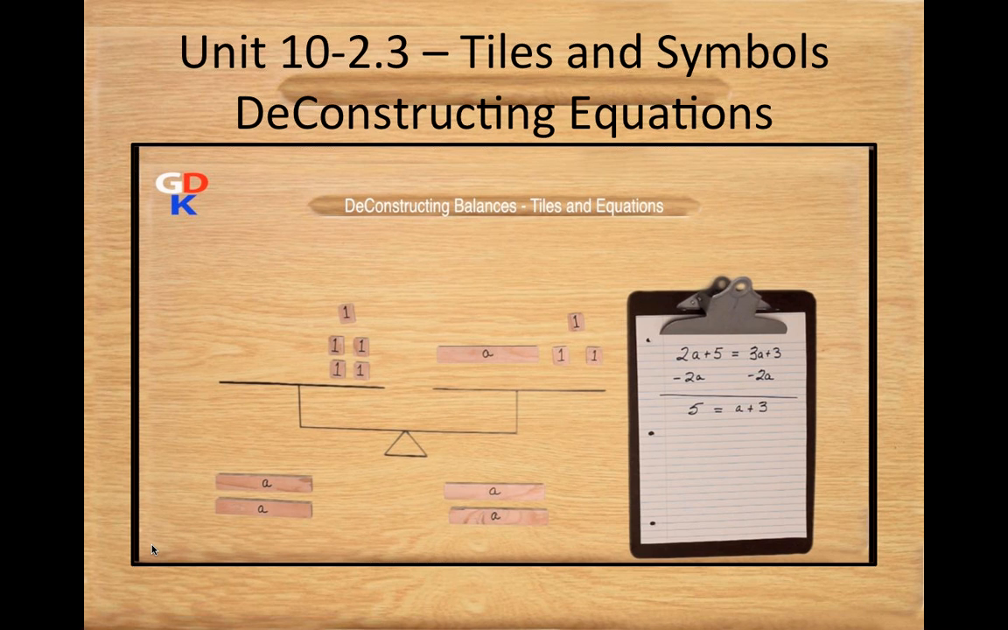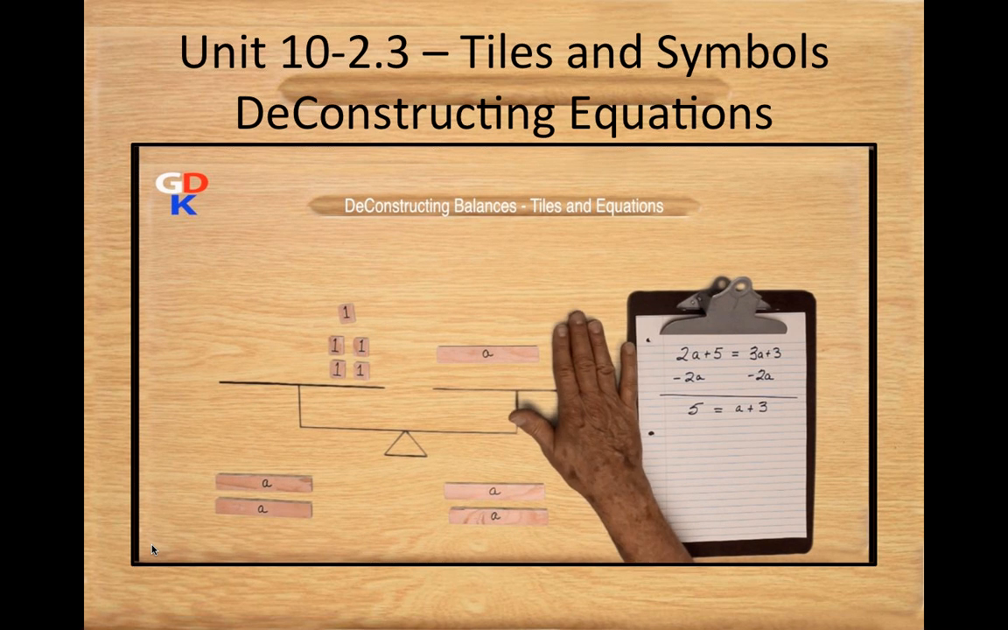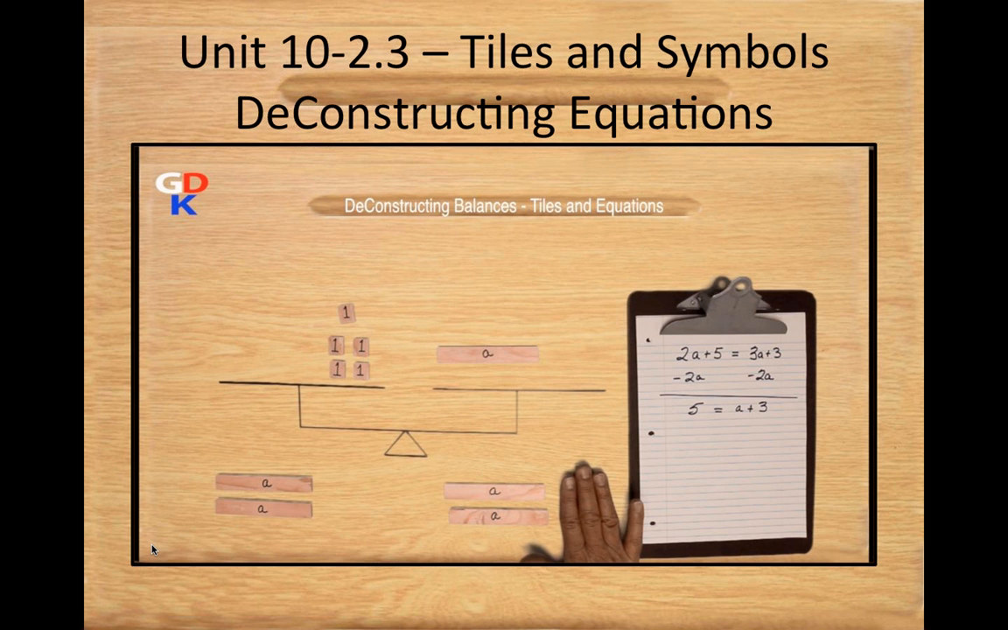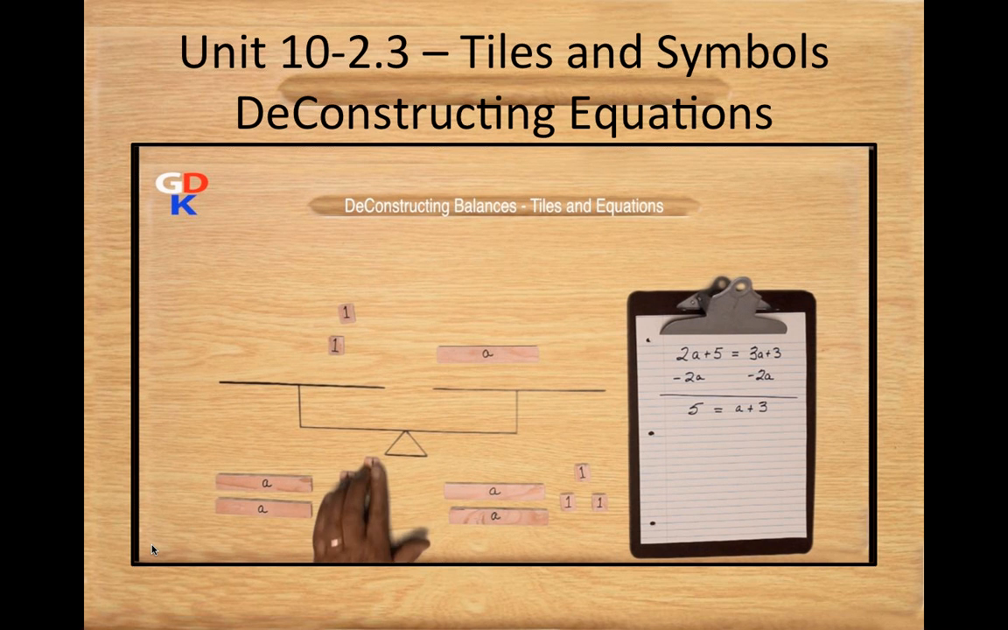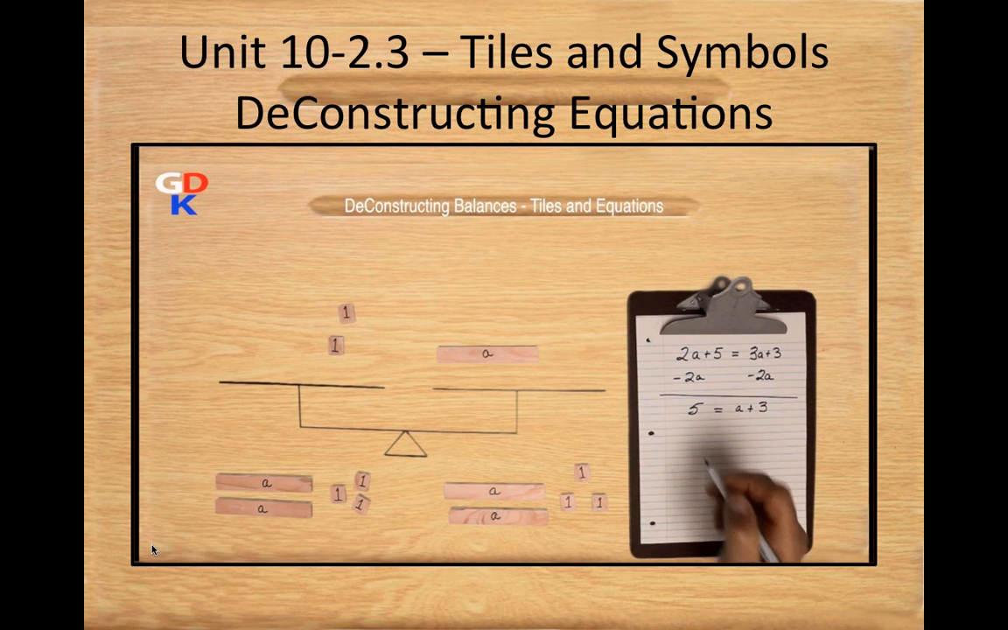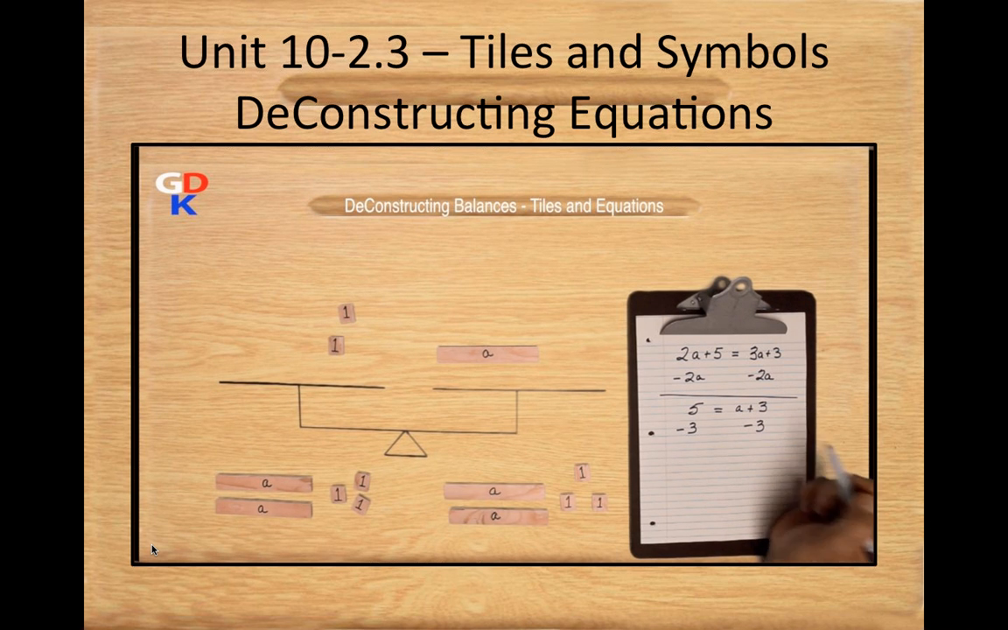Our goal is to get a by itself on one side of the balance. On the right side of the balance, we have a and 3 ones. So let's take away 3 ones from the right-hand side of the balance. That means we must take away 3 ones from the left-hand side of the balance. And let's record that. So on the right-hand side, we're going to take away 3, and on the left-hand side, we're going to take away 3.